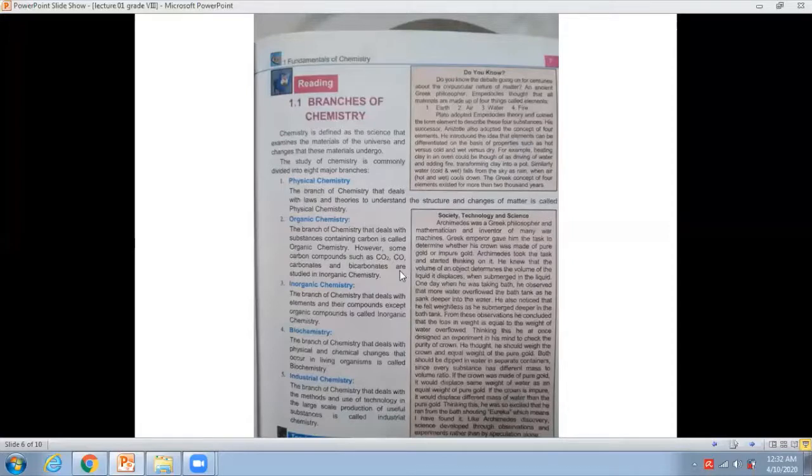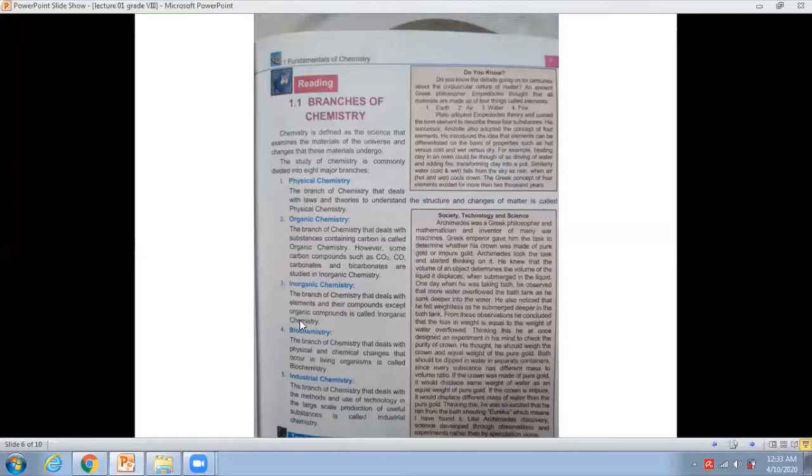Why do we consider them as inorganic compounds? Because in most of their properties, they resemble inorganic compounds. Although they have carbon, due to their resemblance in properties with the inorganic compounds, we study them in inorganic chemistry. The third branch of chemistry is inorganic chemistry, the branch that deals with elements and compounds other than carbon-containing compounds. Sulfuric acid, hydrochloric acid, nitric acid do not have carbon in their formula, so we study all these compounds in inorganic chemistry.